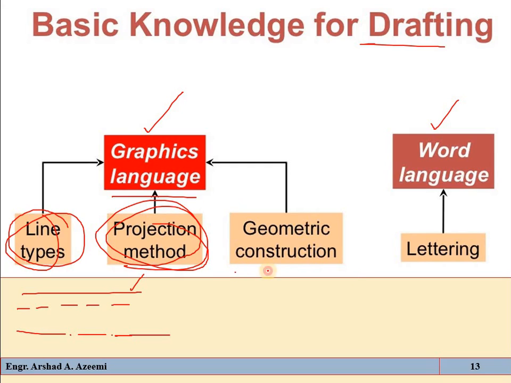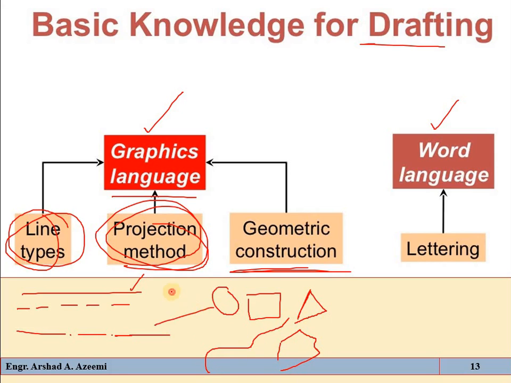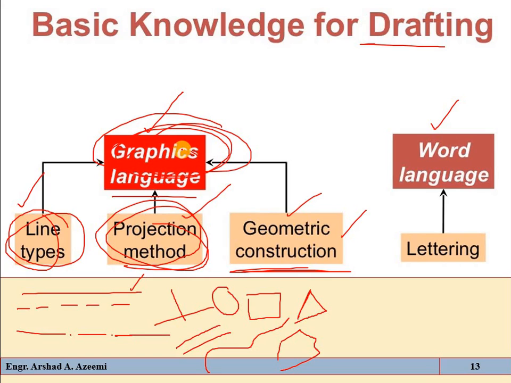Similarly, you will need basic knowledge of geometric construction: how you can draw a circle, a square, a triangle, a polygon, a type of curve, how you will draw a perpendicular to a line, how you will draw a parallel to a line. So these are the geometrical constructions. If you know the different types of lines, the construction of different geometrical shapes, and the projection method, then you will have mastered the graphic language.